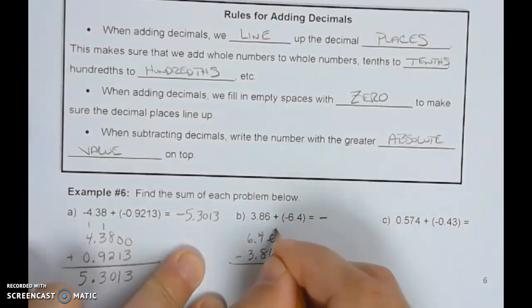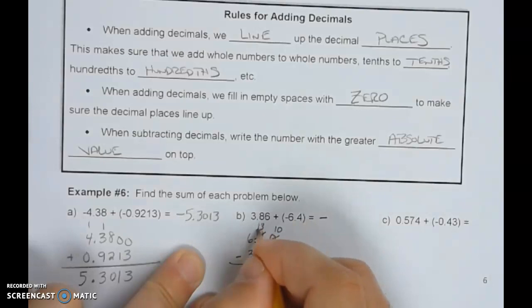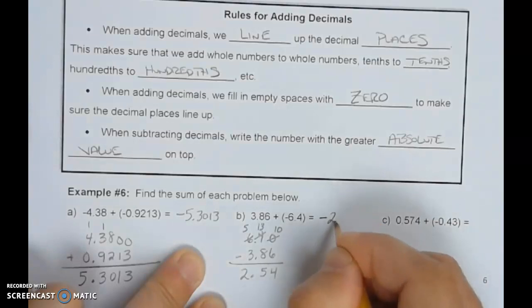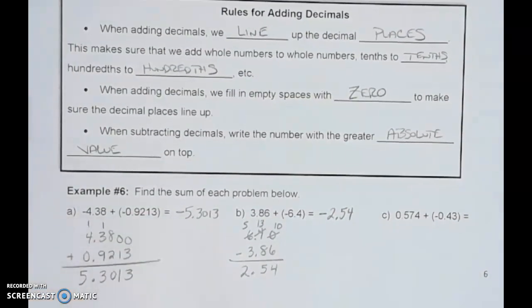I can't do that, so I'm going to borrow, make the 0 a 10, make the 4 a 3. 10 minus 6 is 4. 3 minus 8, again, we're going to have to borrow, make it a 13, make that 6 a 5. 13 minus 8 is 5. Bring your decimal point down. 5 minus 3 is 2. So we get an answer here of negative 2.54 100ths. Okay. Letter C, again, they're different signs.